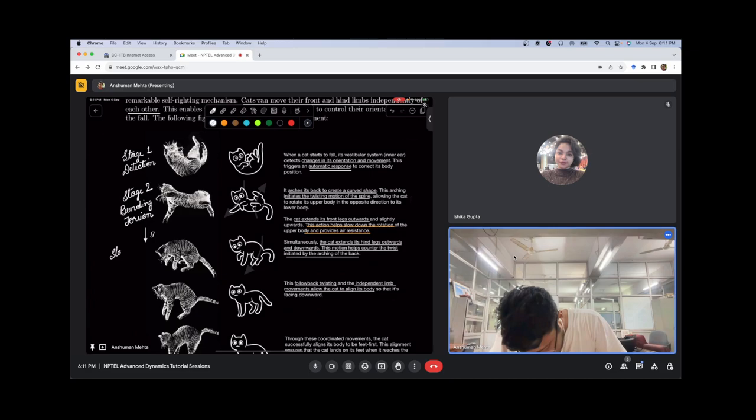Okay, a similar thing happens with the cat, where it rotates its upper body, and it stores energy. And when there is a point of release, so that it comes to the orientation, then it will reverse it back. Like it will store energy and then release energy. So stage 4 is all about releasing the energy.